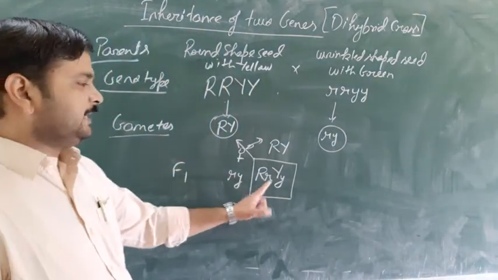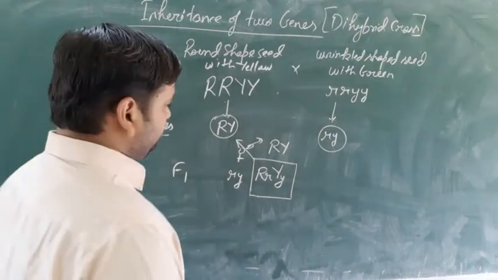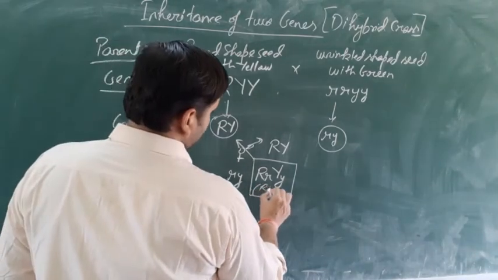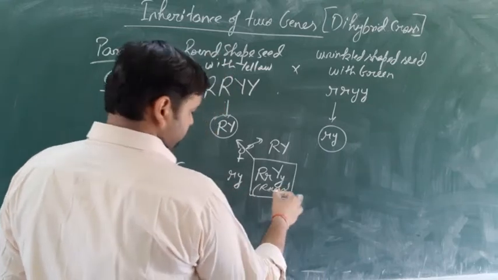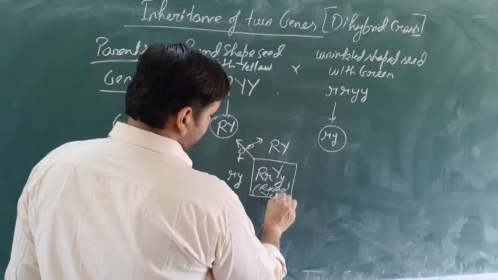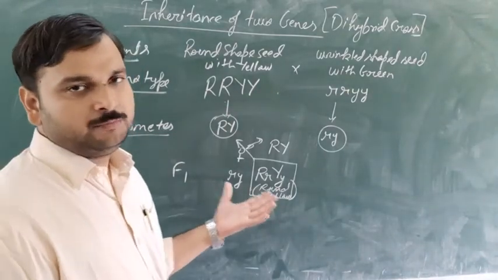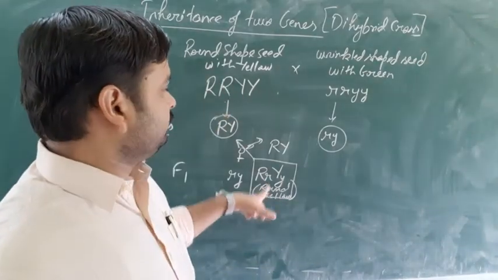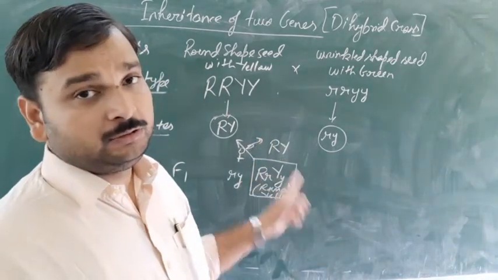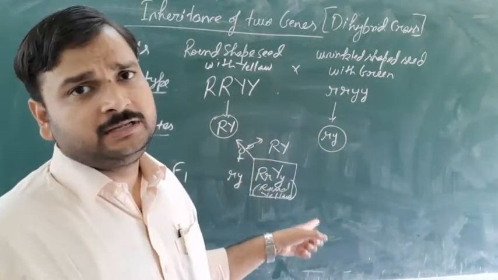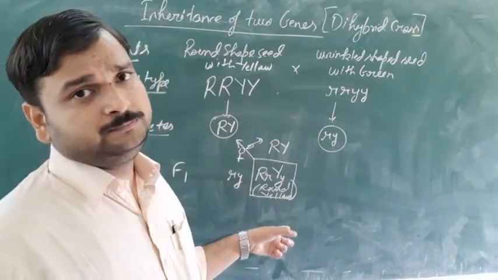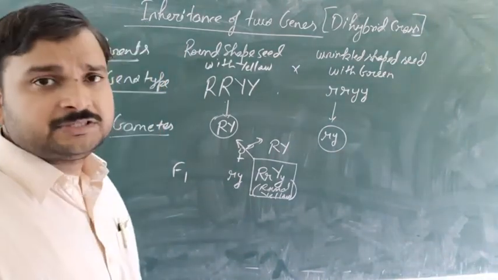So this is the genotype of the F1. Then what is the phenotype? Round shaped seed with yellow color. Means in the F1 you can see the law of dominance is applicable. So out of the two parents, only the character of the dominant trait is expressed in the F1. Clear? Then what is the next step?